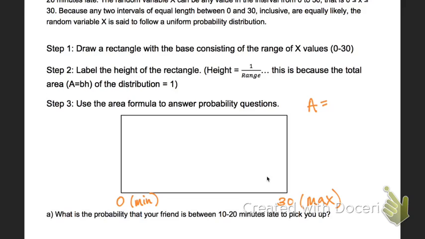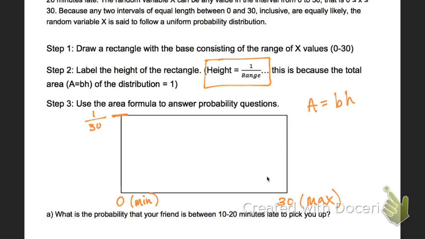Height times length, length times width, whatever. I usually say base times height, but however you prefer to write it, length times width, whatever you want to do. To make the entire thing equal 1, then I need to choose my height. In order to do that, it is always 1 over whatever your range is. So in this case, my height is 1 over what? 30. Good.